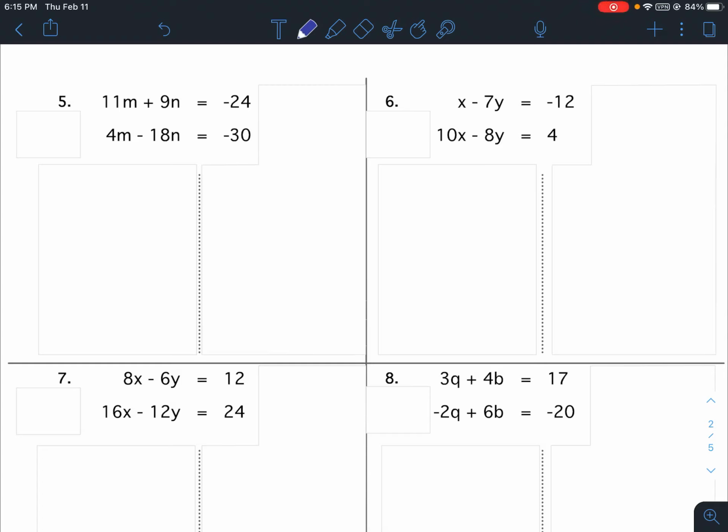Solve systems of equations using elimination, lesson 11 notes. Question number 5.